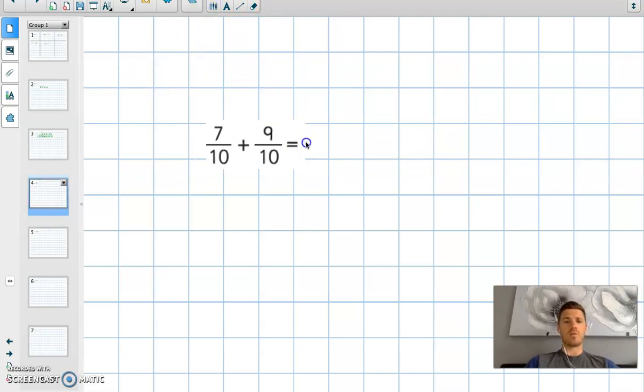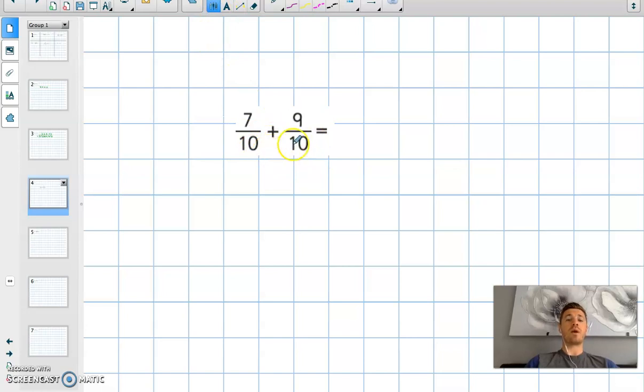7 tenths plus 9 tenths, so we're adding 2 fractions together. What I'm going to do is move that down there. So when we're adding 2 fractions that have the same denominator, we add the two numerators together. So 7 add 9 is 16, and the denominator stays the same, so 16 over 10.